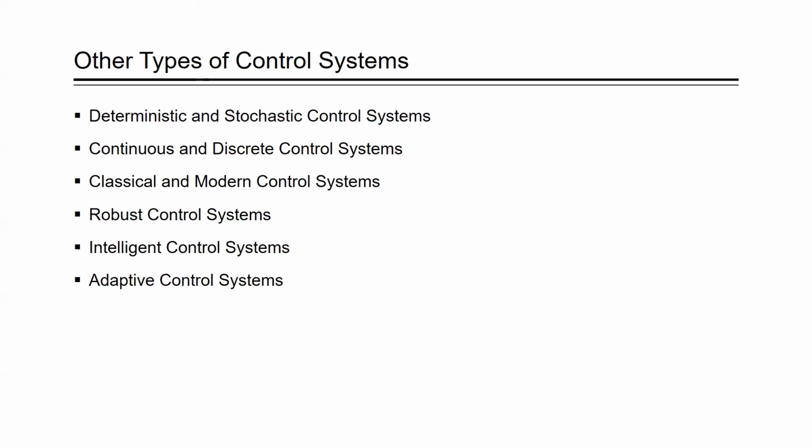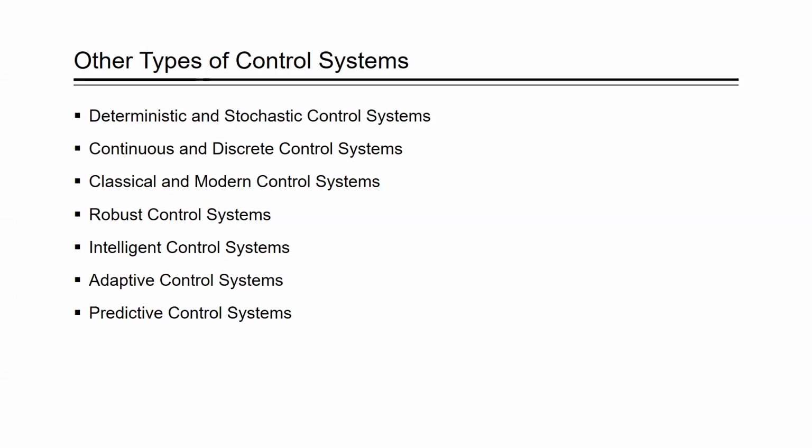Then you also have adaptive control systems. In adaptive control systems, the operation of the control system changes depending on the conditions that the control system is operating in. So maybe if it's operating in a very cold environment, the control system would adapt itself to work within that environment. And when you move it to a warmer environment, it can adapt itself to work within that environment.